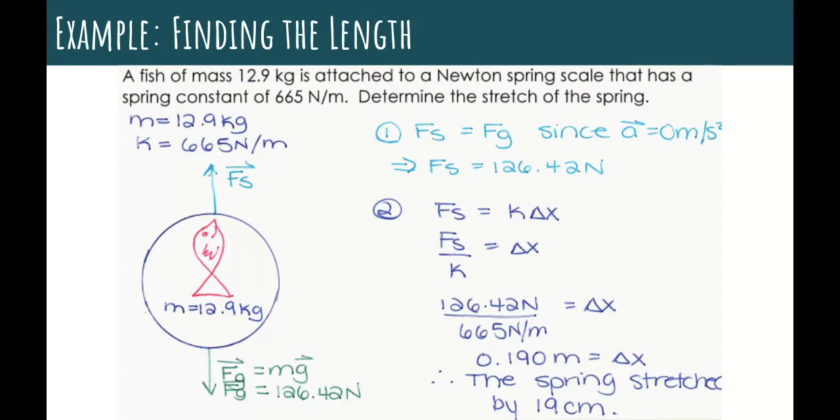So we have a fish of a mass of 12.9 kilograms attached to a spring scale that has a spring constant of 665 Newton meters. Determine the stretch of the spring. So what do we know?